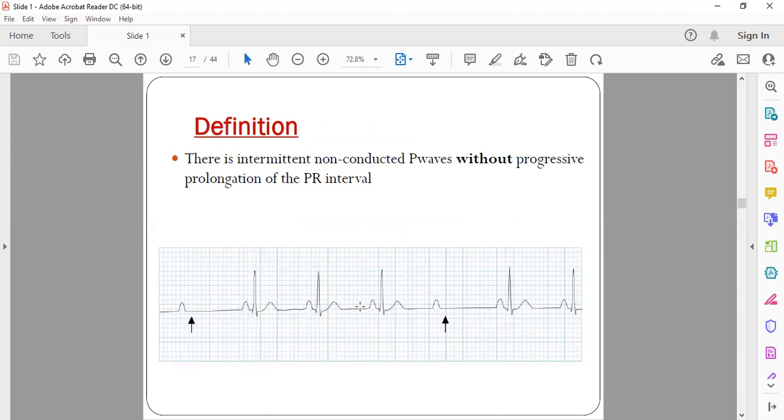The PR interval is not prolonged, but after a particular number of beats, there is a sudden drop of a beat. See here, you can see only the P wave is there, but there is no conduction to the ventricles.